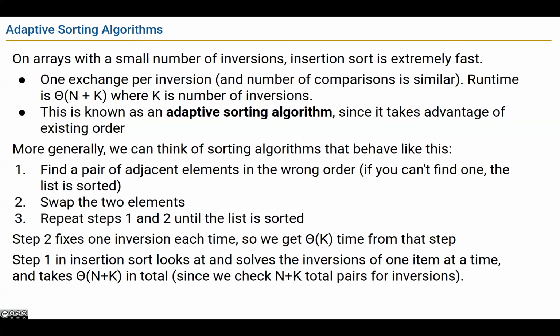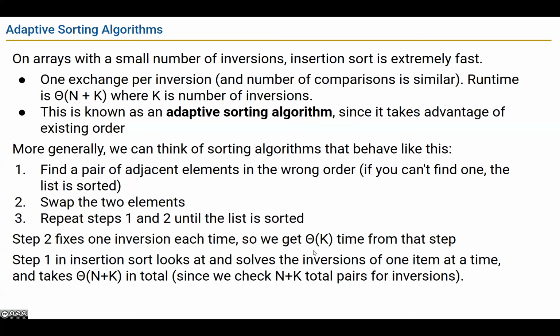Step 2 fixes one inversion each time, so you get theta k time from that step. Step 1 in insertion sort was really fast. You just look at each item, and the order in which we looked at the items guaranteed that if we find an inversion, we can find it quickly. So overall, it would take theta n plus k.